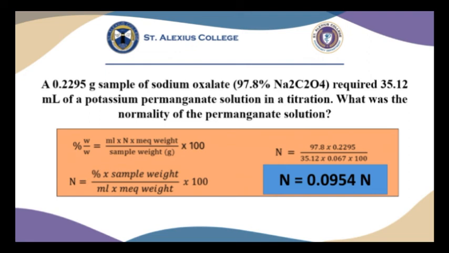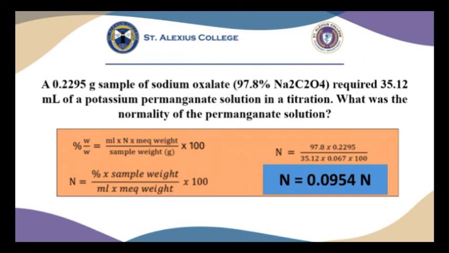In order to get the normality of the permanganate solution, the first thing we need to do is to get the weight concentration by using the formula: percent concentration is equal to ml times N times milliequivalent weight over sample weight in grams times 100. And then by using the formula of normality, N is equal to weight concentration times sample weight in grams over ml and milliequivalent weight times 100.